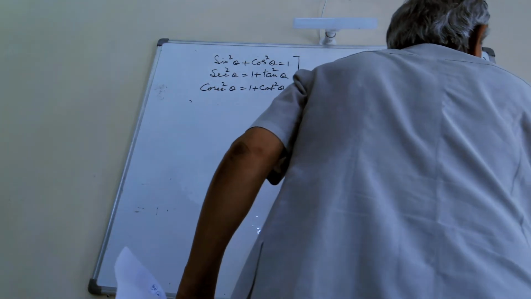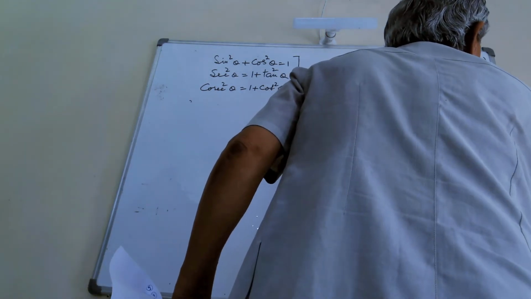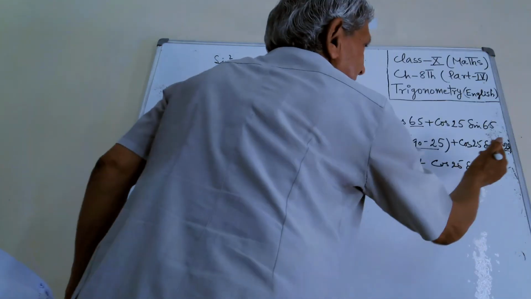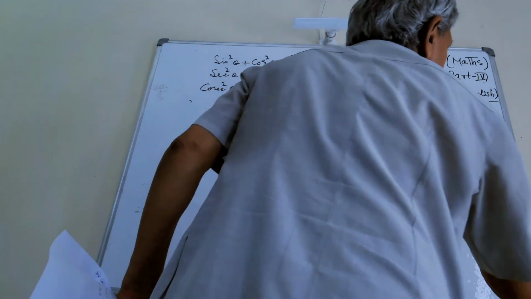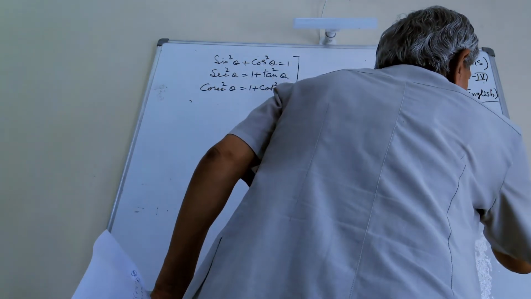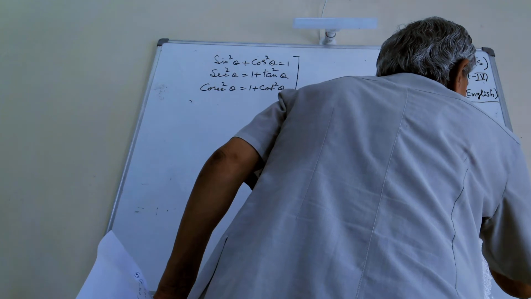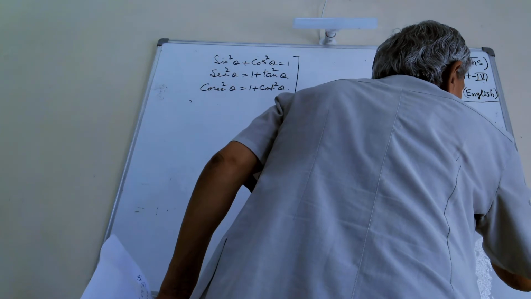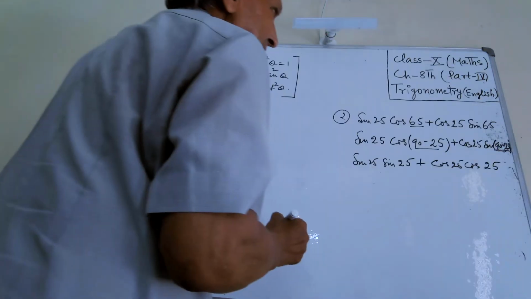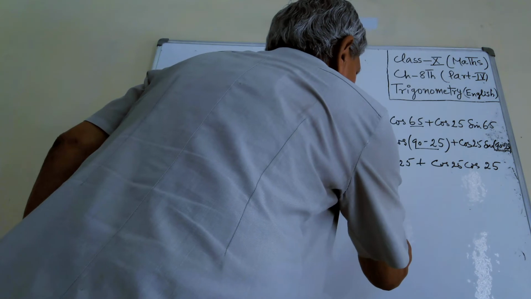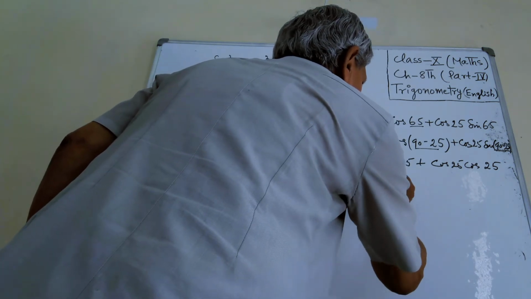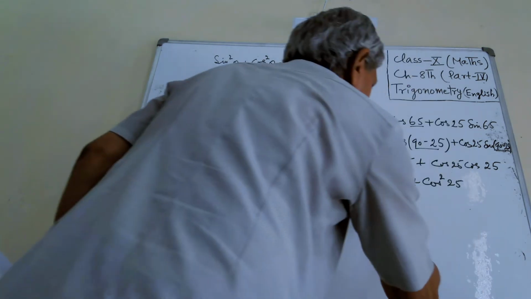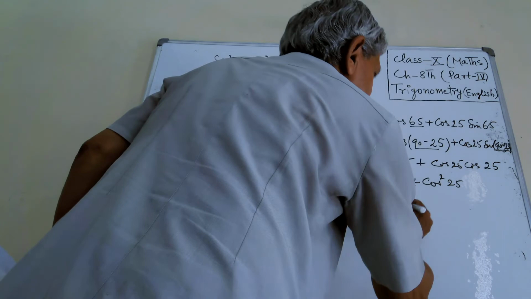Sine 25, sine 65, this is also 65, 90 minus 25, this is also 65. Now change this sine into cos. When we remove 90, this sine will change into cos, and this is 25. See here: sine square 25 plus cos square 25. Now sine square theta plus cos square theta is equal to 1, this value is 1.